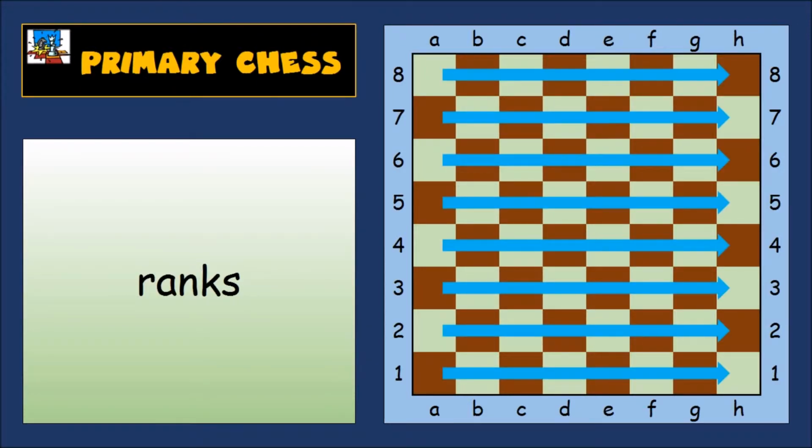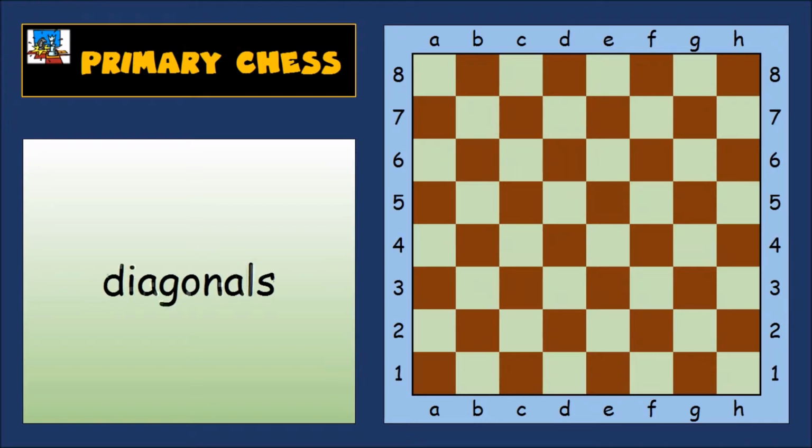And the rows are called ranks. Each rank is labelled with a number from 1 to 8. There's no special name for the diagonals, they're just called diagonals. The squares on each diagonal are always the same colour. As each rank and file are labelled, each square has a name.